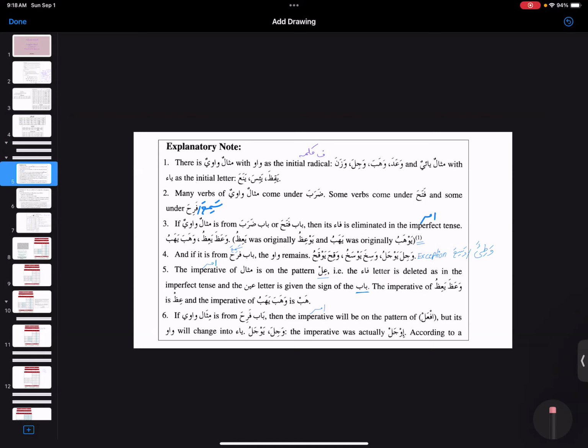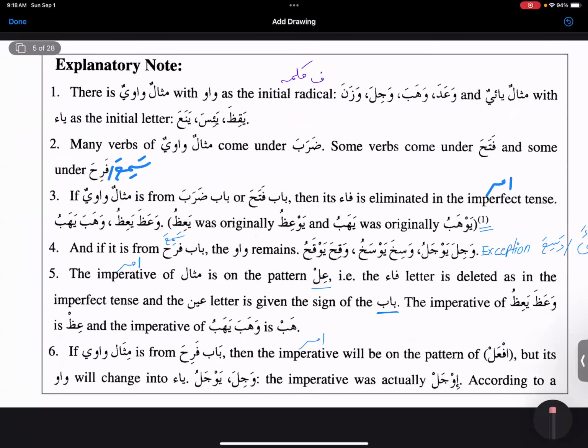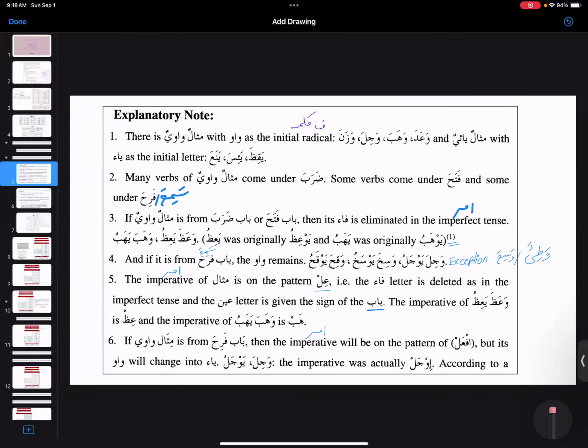So now, what are the notes about this bab? That there is misal wawi, with waw as the first kalima, right? Waada, wahaba, wajila, wazana, and misal yayi with yaqiza, yaisa, yana'a. So basically it is saying that if it is starting with waw, then we're going to call it misal wawi, otherwise misal yayi. Then it says many verbs of misal wawi come under bab daraba.